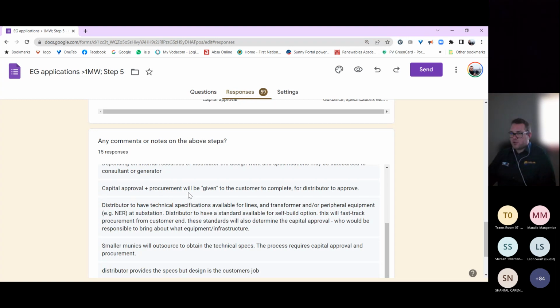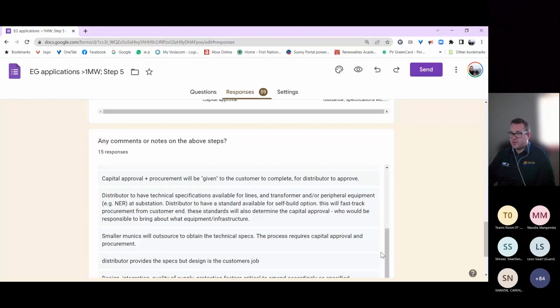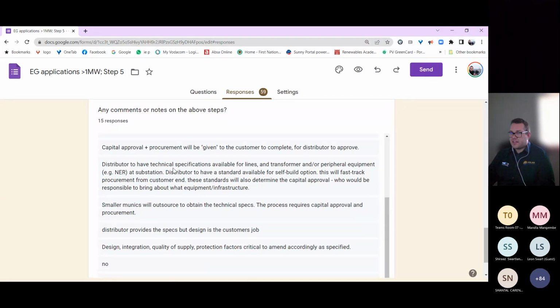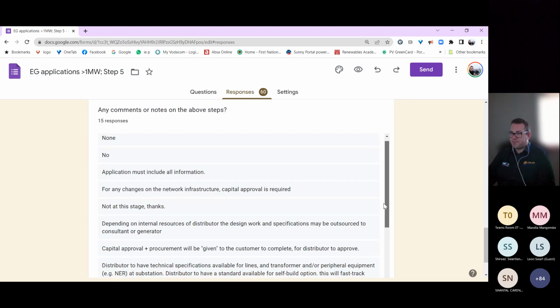Capital approval plus a procurement will be given to the customer to complete for distribution to approve. Distributor to have technical specifications available for lines, transformers, peripheral equipment at substation. Distributor have a standard available for self-build option. This will fast-track procurement from the customer end. These standards will also determine the capital approval, who would be responsible to bring about what equipment and infrastructure.